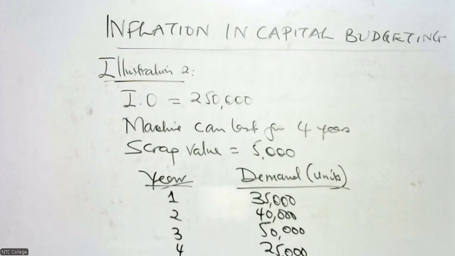Then more additional information is that the general inflation is expected to be 5% per year. The real cost is 5.7%.